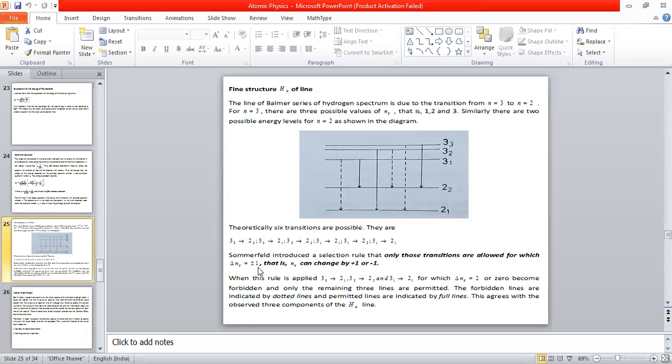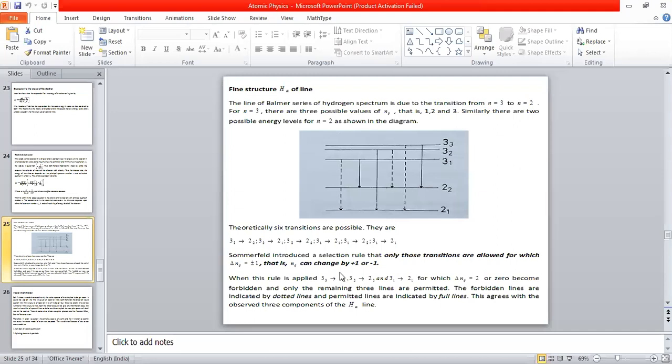So therefore he introduced one more thing, and that is what we call the selection rule. What is the selection rule for this particular case, H alpha line we are discussing? That is delta n5 is equal to plus or minus 1. Delta means change, n5 means azimuthal quantum number. Only those transitions in which the change is plus or minus 1 are allowed. If delta n5 is 0, plus or minus 2 or some other number, those transitions do not happen.